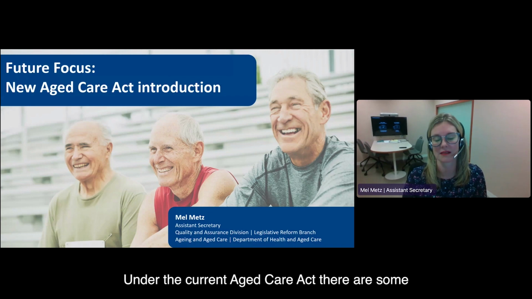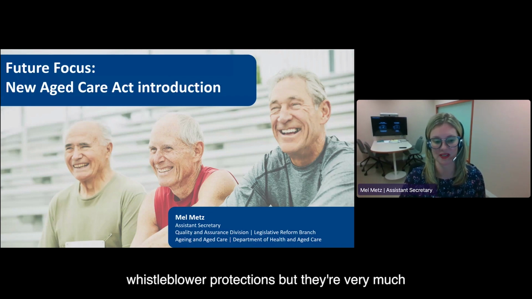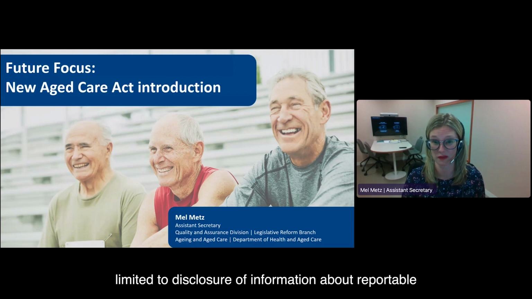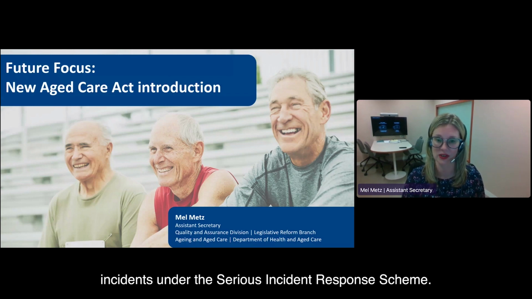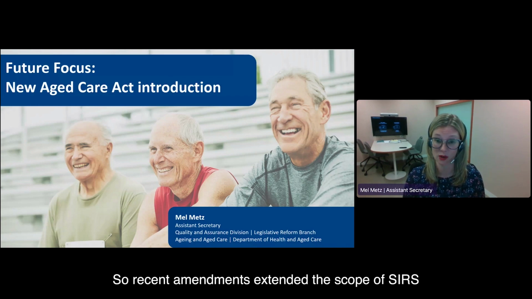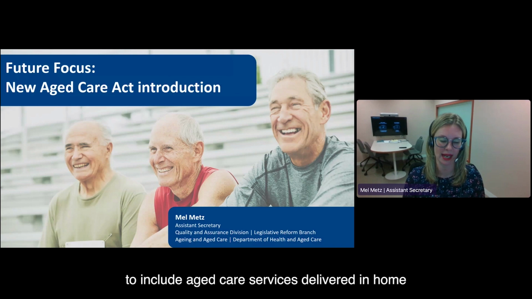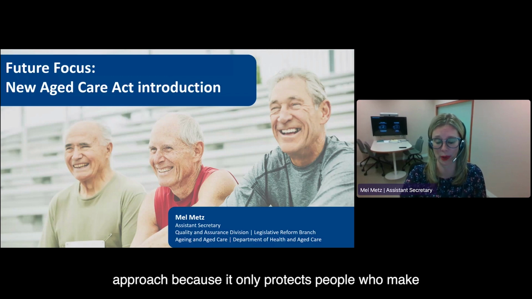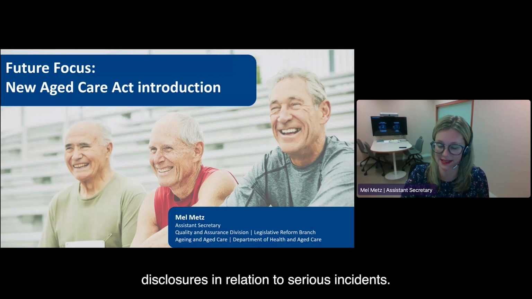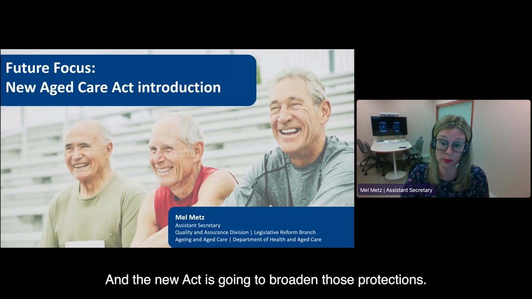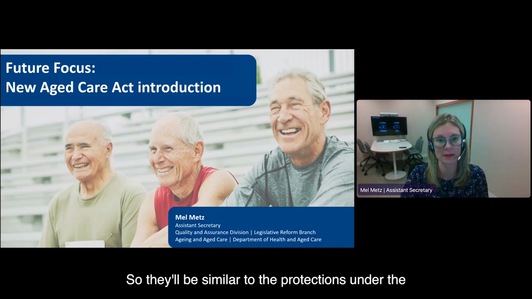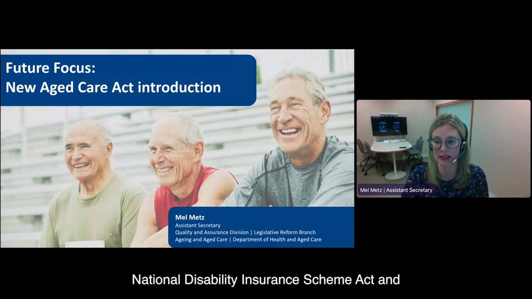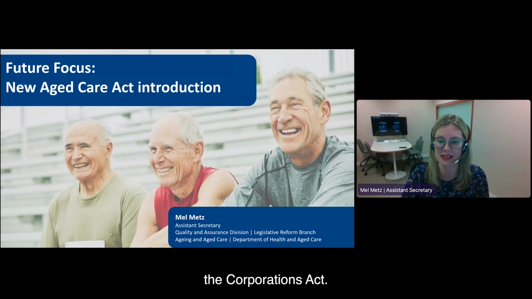Under the current Aged Care Act, there are some whistleblower protections, but they're very much limited to disclosure of information about reportable incidents under the Serious Incident Response Scheme. So recent amendments extended the scope of SIRS to include aged care services delivered in home and community settings, but it is still a narrow approach because it only protects people who make disclosures in relation to serious incidents. And the new Act is going to broaden those protections, so they'll be similar to the protections under the National Disability Insurance Scheme Act and the Corporations Act.